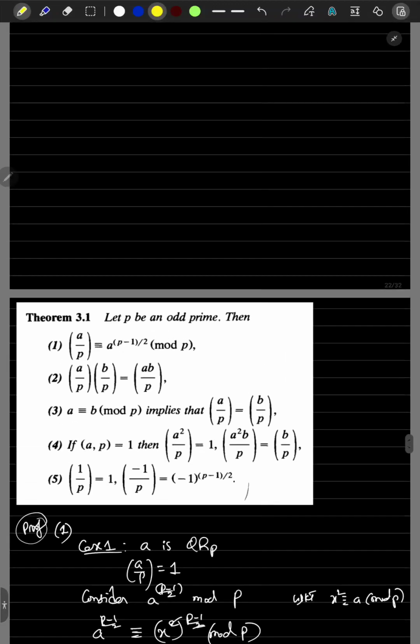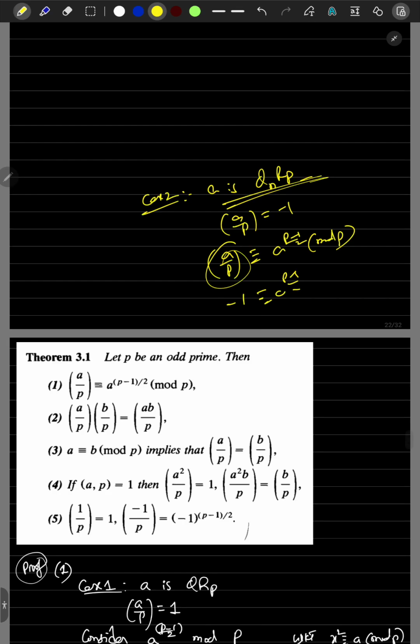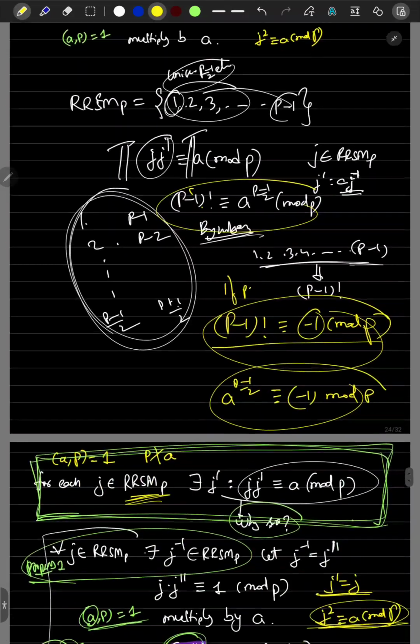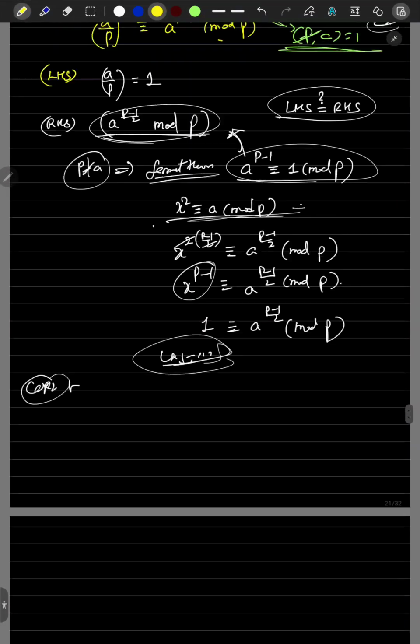Initially we considered case 2, where A is a quadratic non-residue mod P. That means (A/P) equals -1. So (A/P) is congruent to A^((P-1)/2) mod P. Did we prove that LHS equals RHS? Yes. So case 1 and case 2 are over.